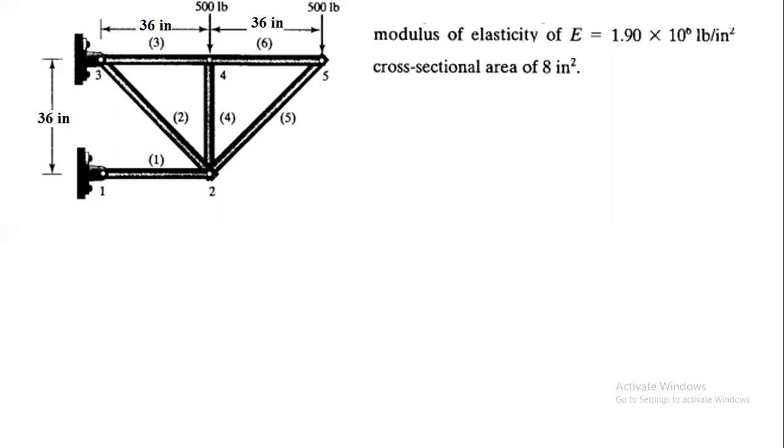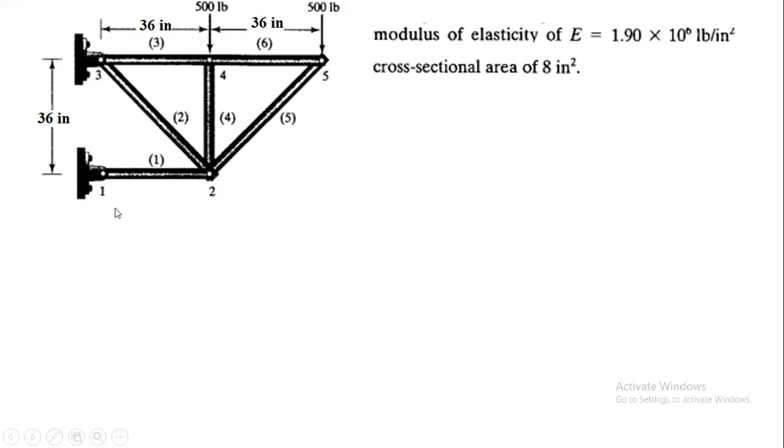For that, I have selected this problem. Now you see this problem, it has six members, and each member has modulus of elasticity E equal to 1.9 into 10 raised to 6, and the cross-sectional area of each element is 8 inch square. Now this is supported at this one, that is, this is one support and this is one support. These are the two fixed supports.